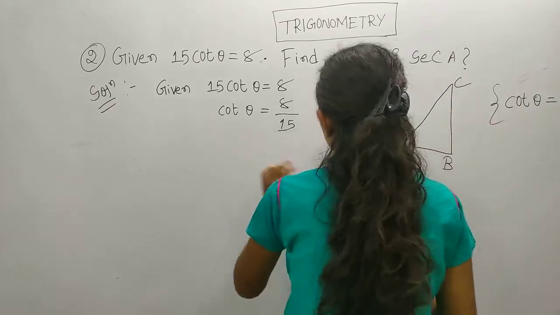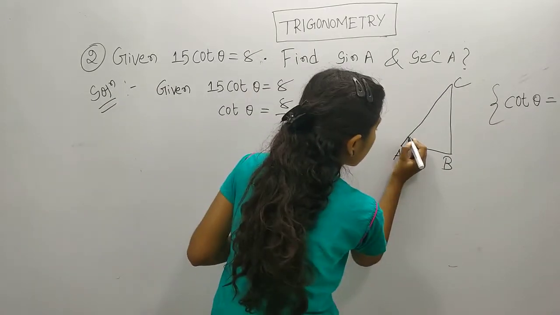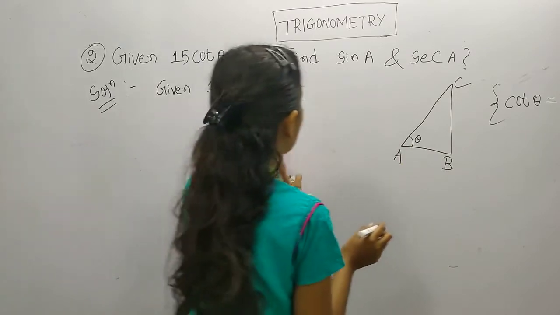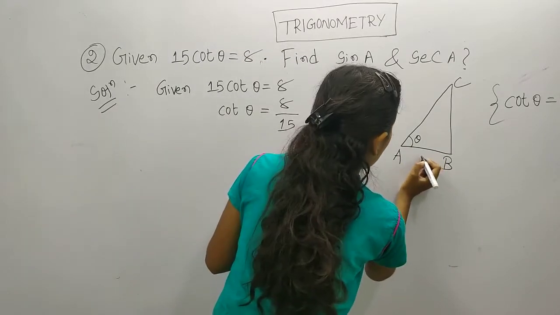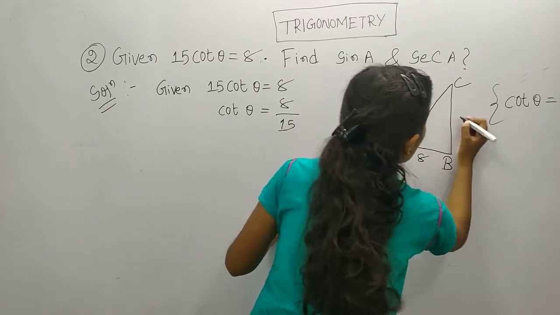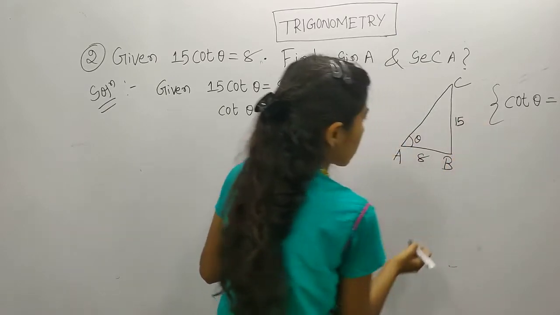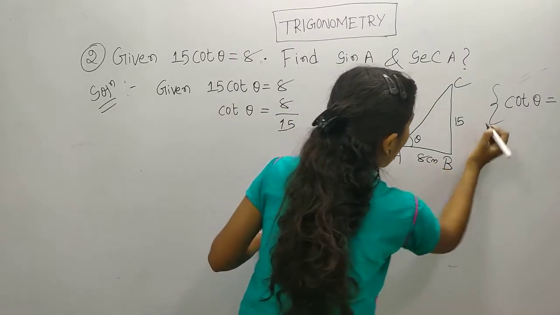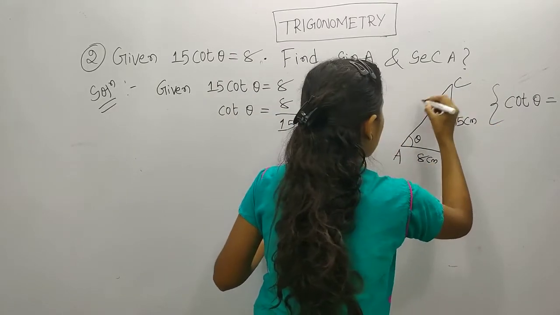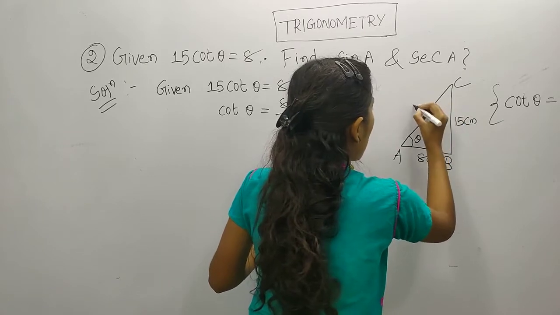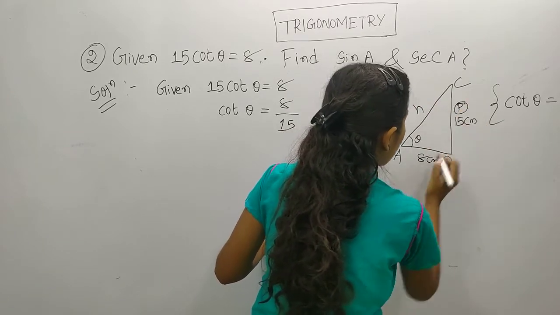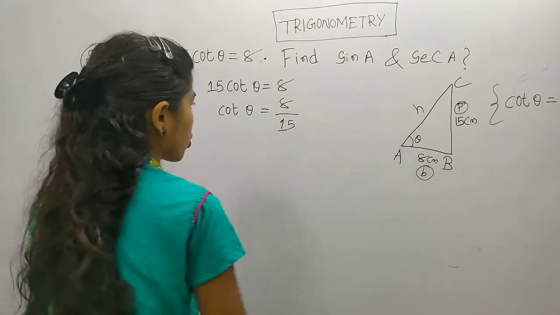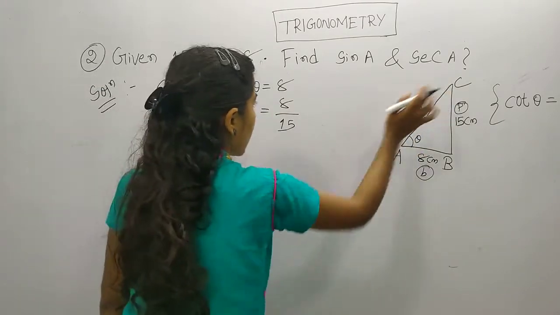Okay. Then here theta is the angle. So cot theta equals base 8 and perpendicular is 15. Right? Base is 8 cm and perpendicular is 15 cm. So here we have to find the hypotenuse. Perpendicular is given and base is also given, so we have to find the hypotenuse. What is the hypotenuse side? AC.